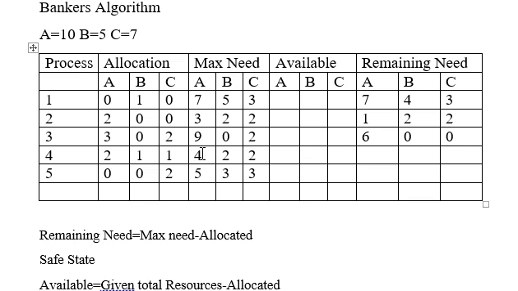Next here we have 4, here we have 2, so 4 minus 2 will be 2. Then 2 minus 1 will be 1, and 2 minus 1 will be again 1. Lastly we have process 5. For process 5, resource A will be 5 minus 0 is 5, then 3 minus 0 is 3, and 3 minus 2 is 1.